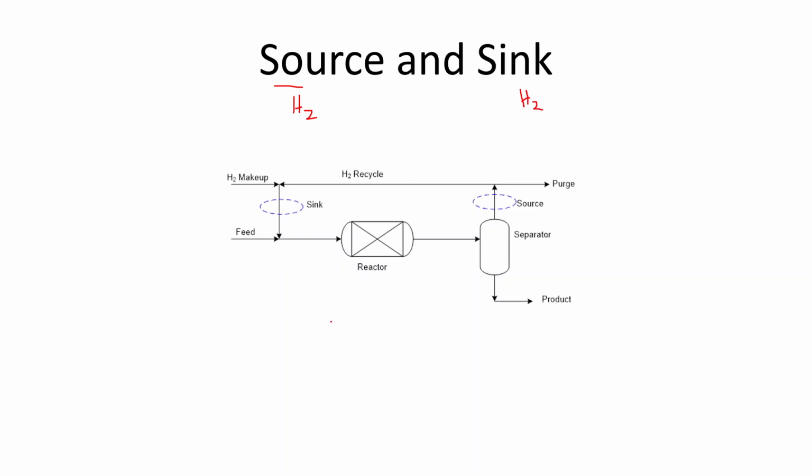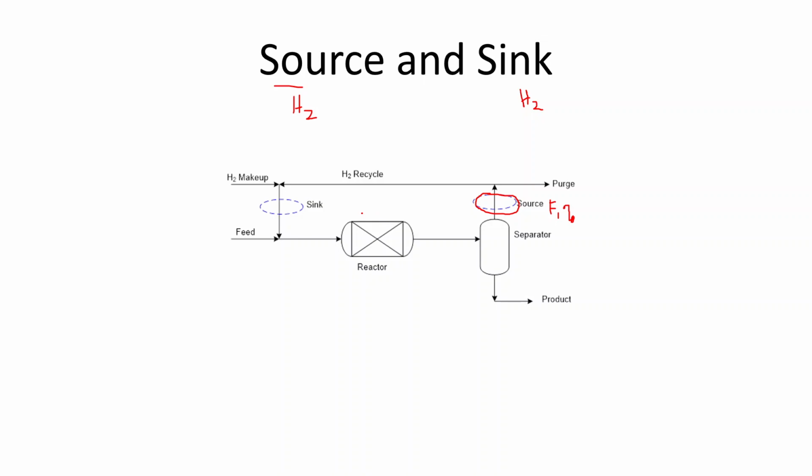So if we look at this, they define the source as the stream that goes from the first separator, before you go to purge and recycle. Before we know how much we're going to purge or recycle, this stream's flow rate and hydrogen concentration is the data of the source stream.